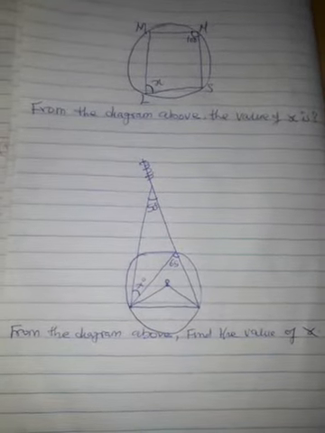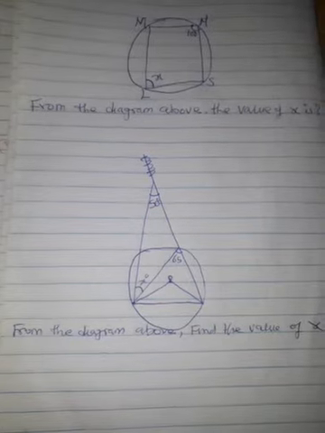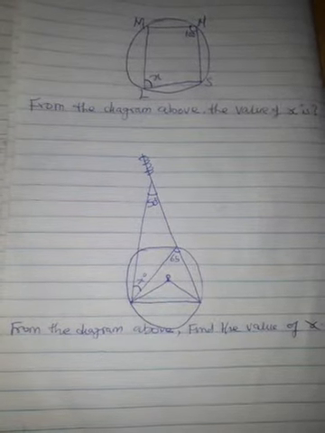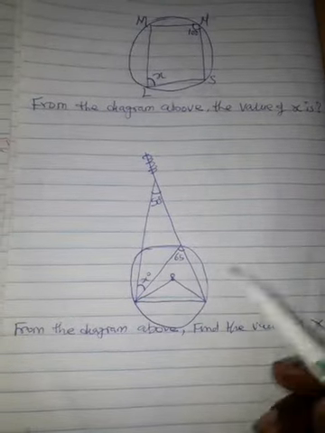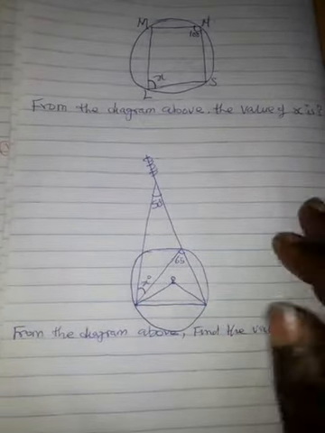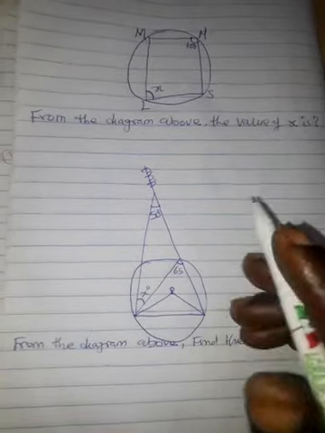So let's look at this question. The first question is: from the diagram above, the value of s is what? And the second question is saying that, from the diagram above also, find the value of s. So in both questions, we are looking for the value of s. Now, dealing with the first one.